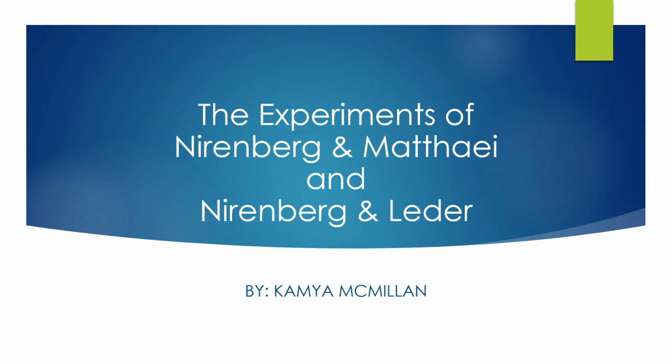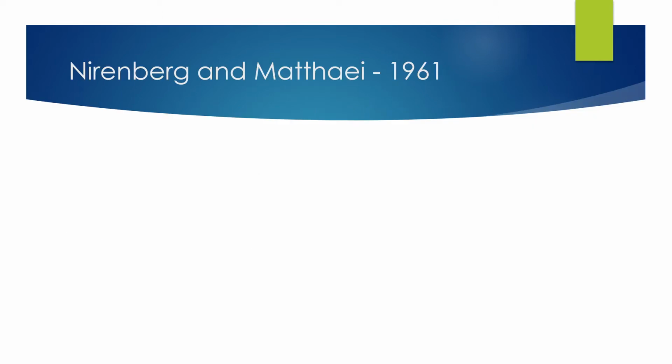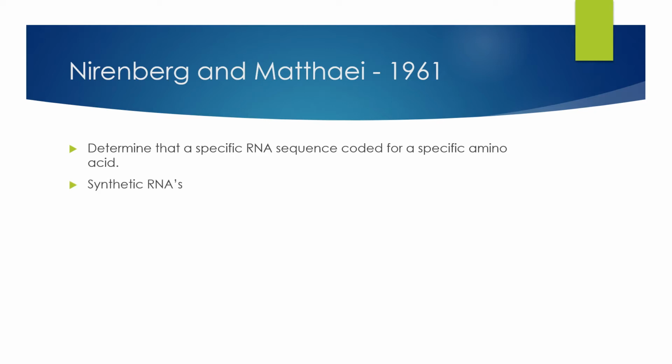Today we're going to talk about the experiments used to determine genetic code. The first experiment was done by Nirenberg and Matthaei in 1961, and they determined that a specific RNA sequence could code for a specific amino acid. And they first synthesized mRNAs that were homopolymers, which are RNA molecules with a single nucleotide. For example, they generated RNA molecules with all uracil nucleotides and only UUU codons, and they called this poly-U.